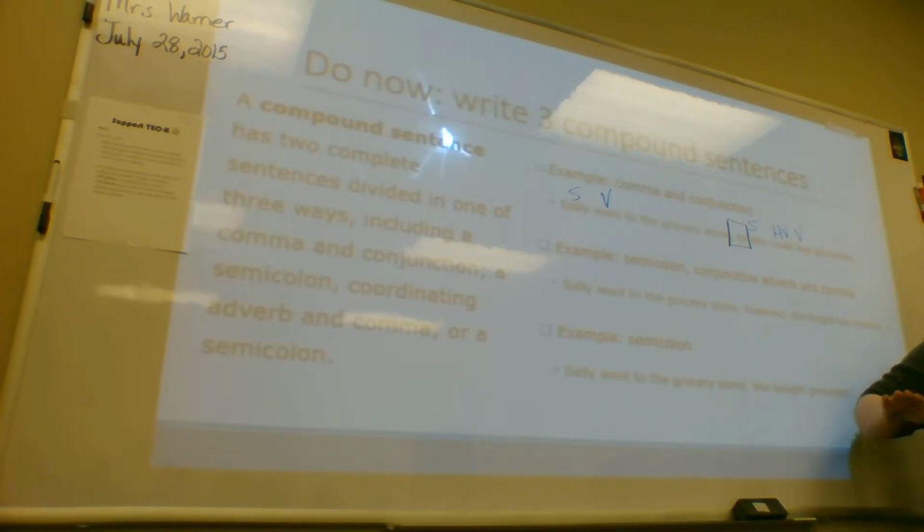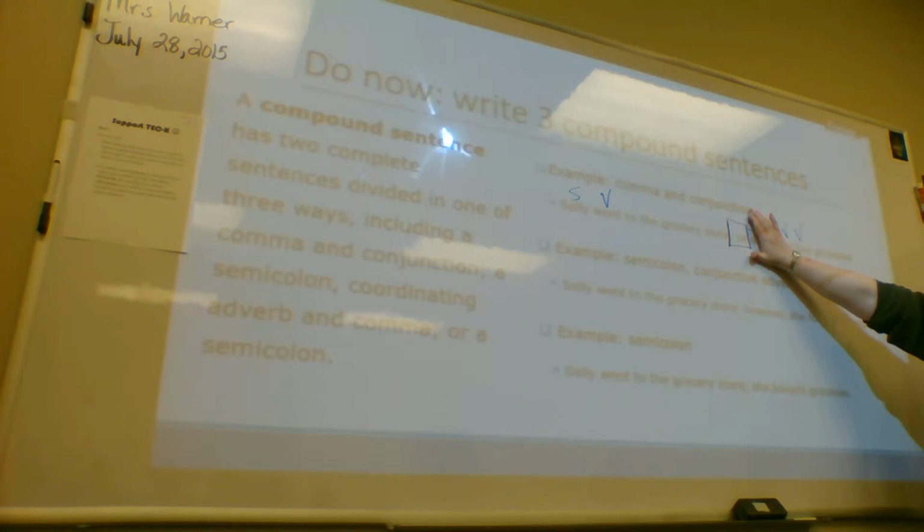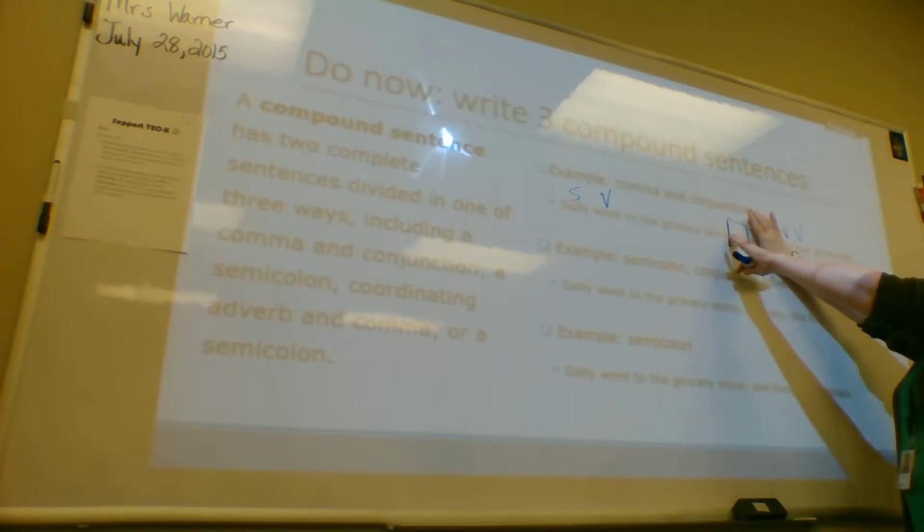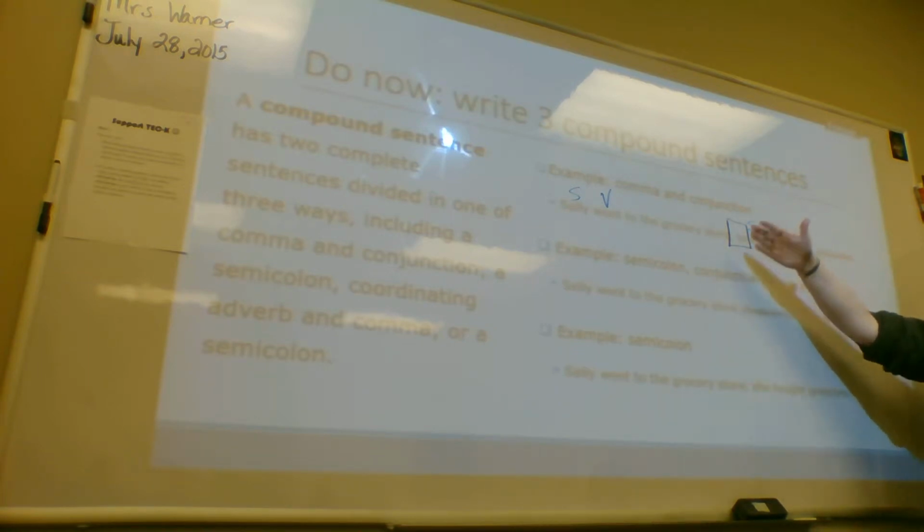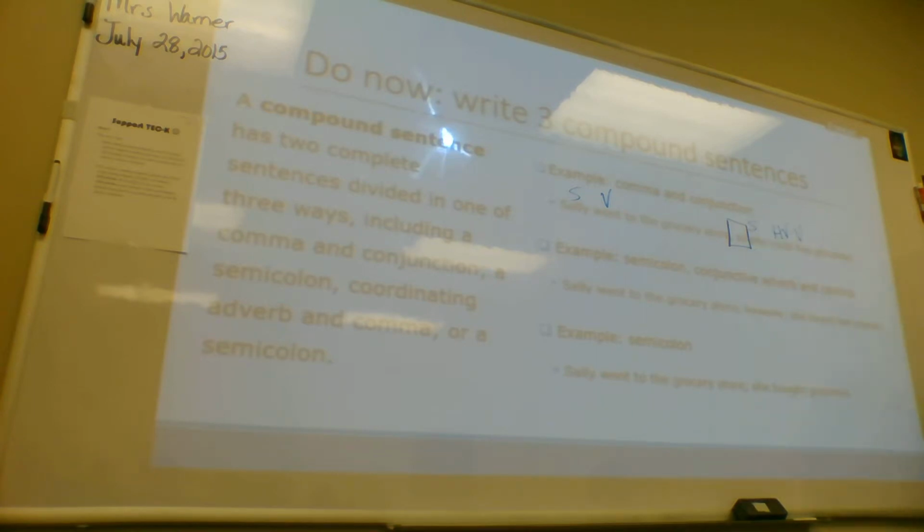Now here's where it gets tricky. If you take out this subject, you also have to take out this comma. You have to have a complete sentence on both sides. The conjunctions that we use, we can call the FANBOYS. It's a mnemonic device that will help you recognize those conjunctions. So: for, and, nor, but, or, yet, and so.